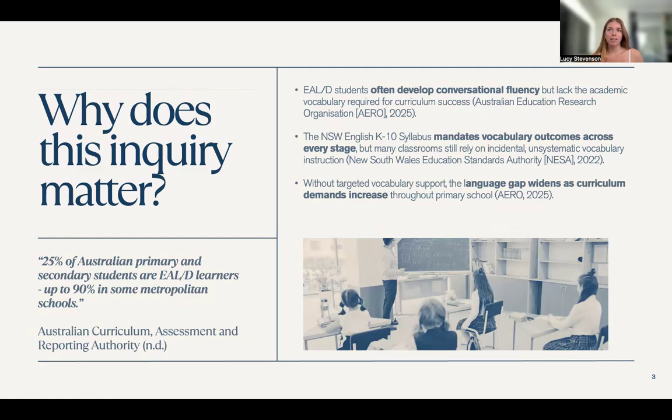This inquiry sits within a diverse Australian context, where around 1 in 4 students are EALD learners, rising significantly in metropolitan schools, where it can be as high as 90%. While the New South Wales K-10 English syllabus includes vocabulary outcomes across all stages, classroom practice is often inconsistent and reactive rather than cumulative. Cummins' research highlights a key tension. Conversational English develops over 2 to 3 years, but academic language can take 5 to 7 years or more. Without explicit and sustained instruction, this gap can widen over time, positioning vocabulary as a key issue of equity and access.